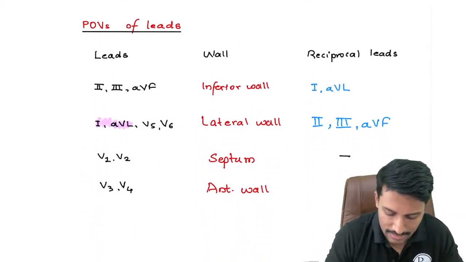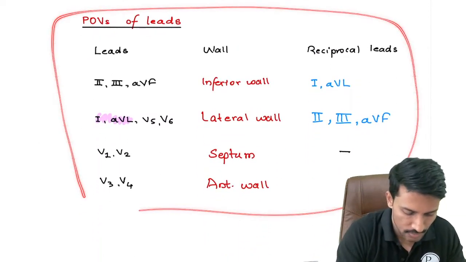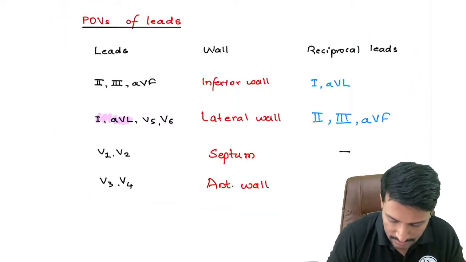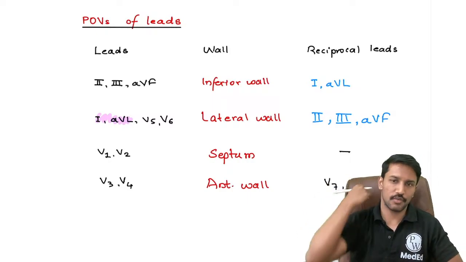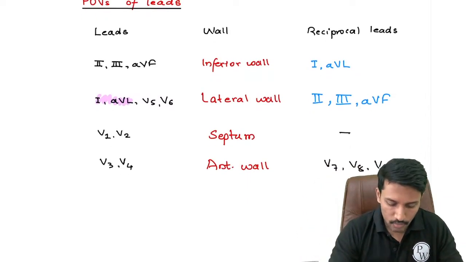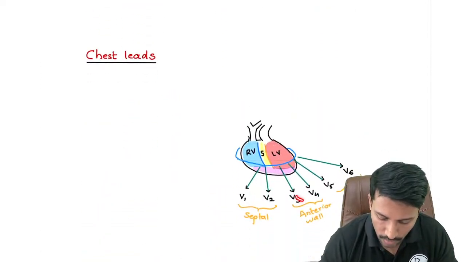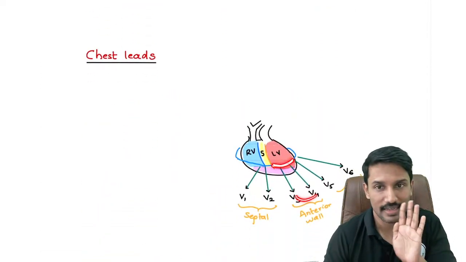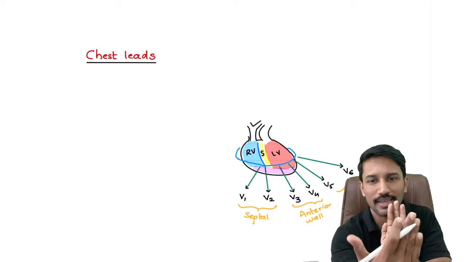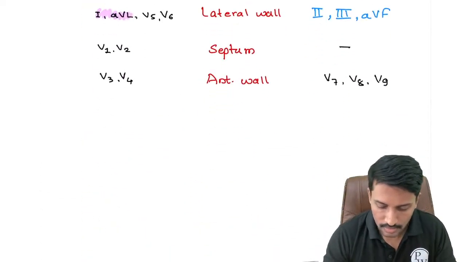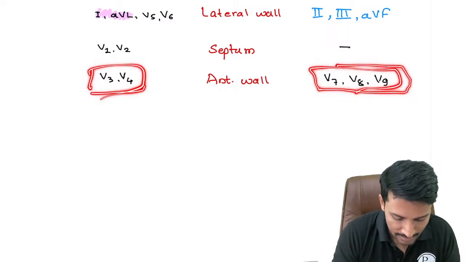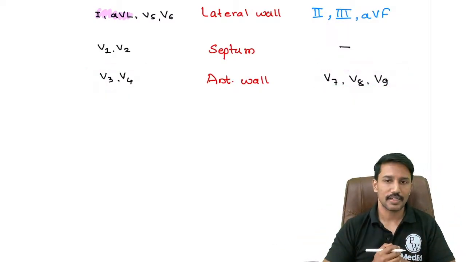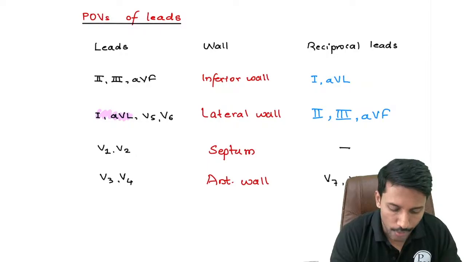Okay, so now we are just getting acquainted with the leads. If I'm placing posterior leads, those will be called V7, V8 and V9, three extra leads for the posterior wall. And because V3 and V4 are looking at the anterior wall directly and the posterior wall indirectly, they will become reciprocal to each other. The posterior leads and the anterior leads are reciprocal to each other. This is a basic point of view of leads.